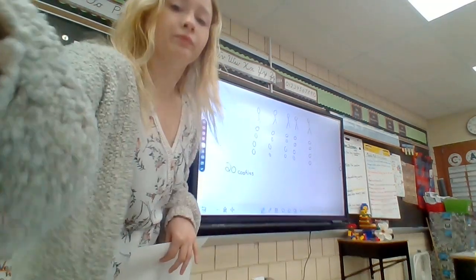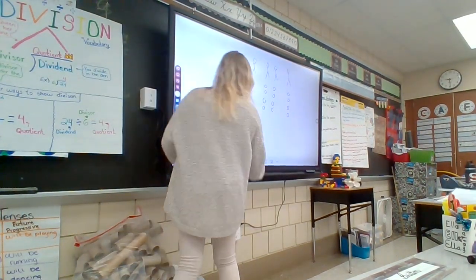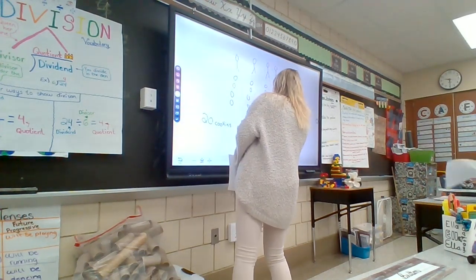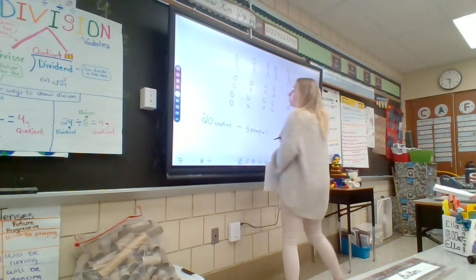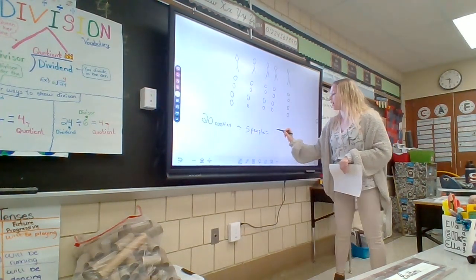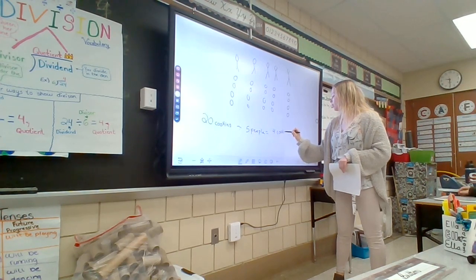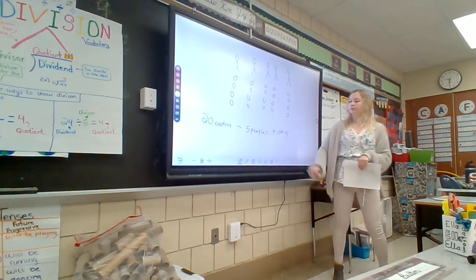Divided by 4. I have 20 cookies divided by how many people? I have 5 people. It equals 4. 4 cookies for each person, right? Oh, easy. So you divide it. 5 times 4 is 20.